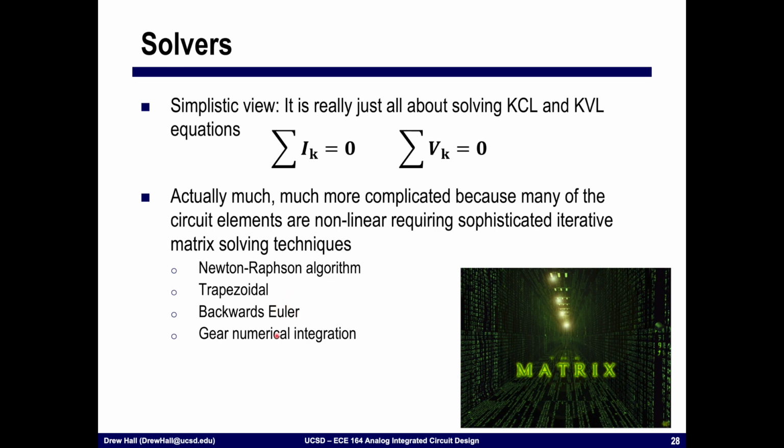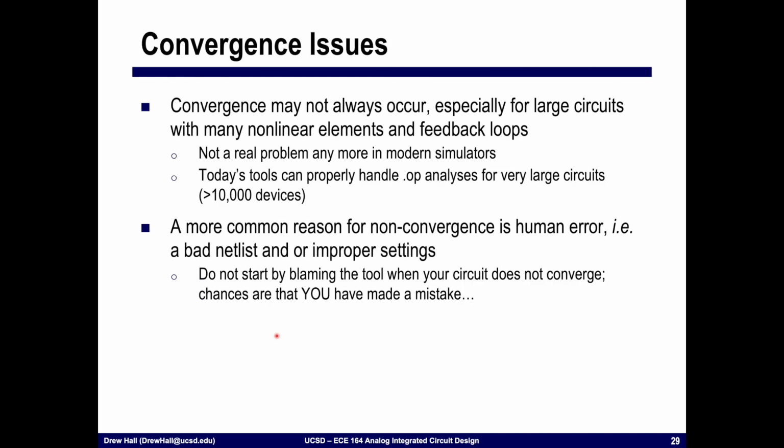So this can lead to what are called convergence issues. Convergence issues are essentially when it cannot find an operating point. Okay? And when it can't find an operating point, it's really frustrating because it's difficult to debug these types of issues. It turns out that it's not so much of a problem with modern simulators. Today's tools can really handle very, very large circuits, even 10,000 or 100,000 devices. The more common reason for non-convergence, or for circuits where it's hard to figure out an operating point, is a bad netlist or improper settings.